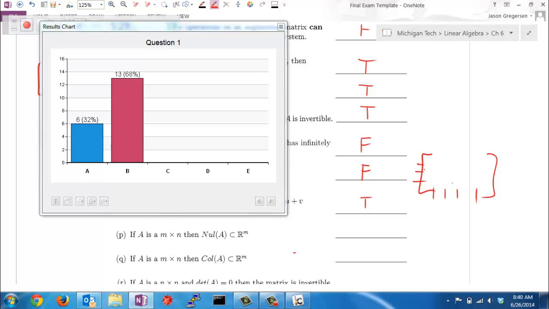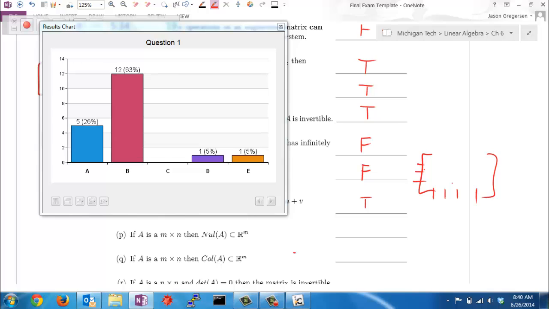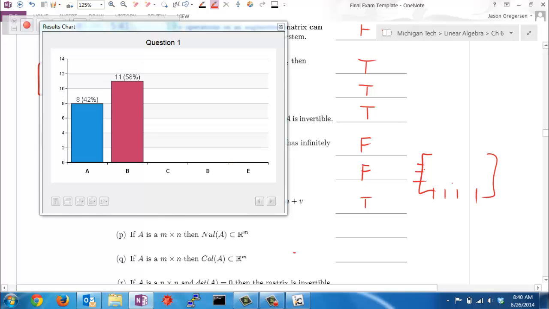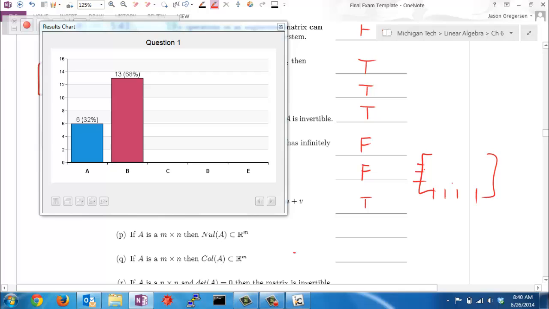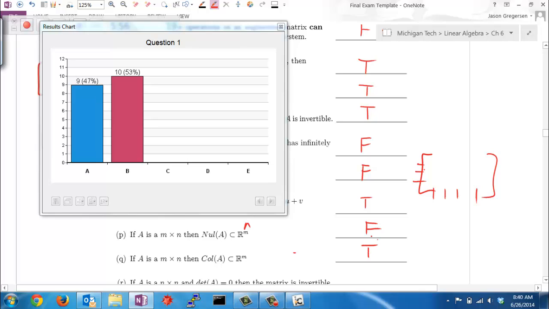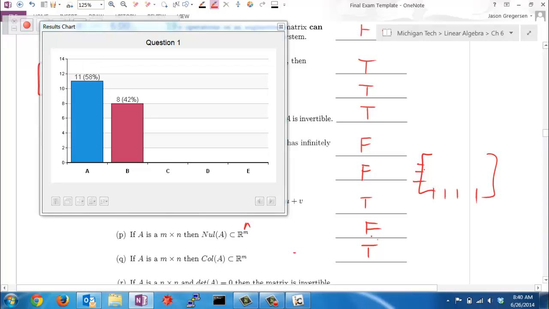So the x has to live in R^4 just to be able to do that multiplication. So what is it matching? Is it matching the rows or is it matching the columns? It's matching the columns. So the null space is a subset of R^n. So this one's false. This one has to be R^n. If A is an M by N, then the column space is a subset of R^m. That one would be true. The column space is a subset of R where it matches the number of rows. That's the size of these vectors.